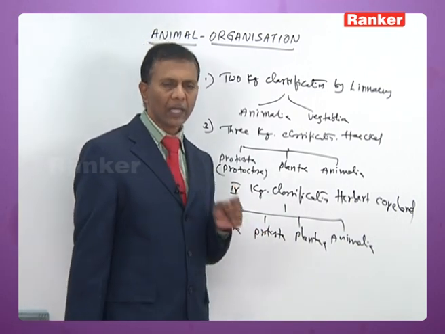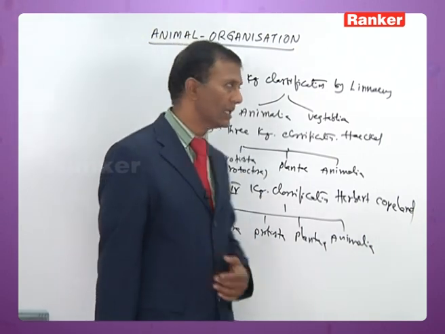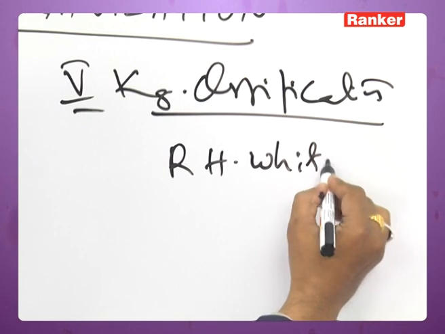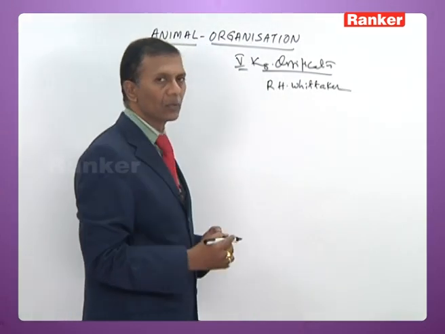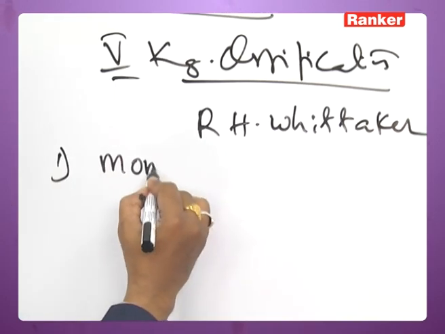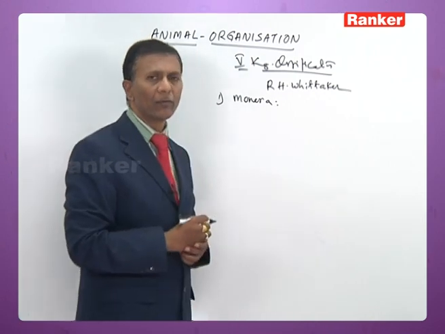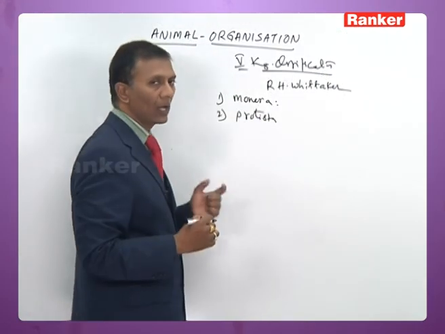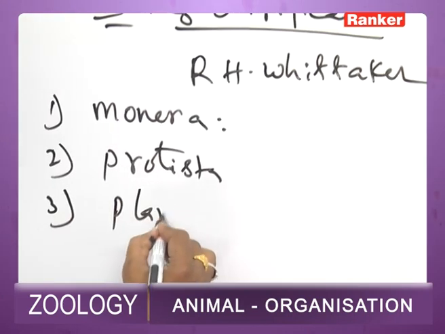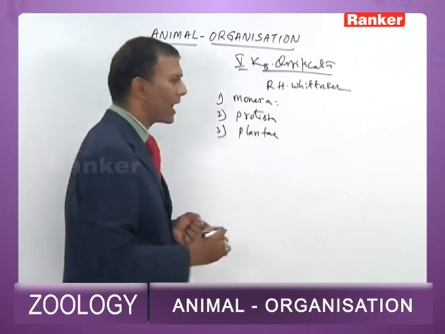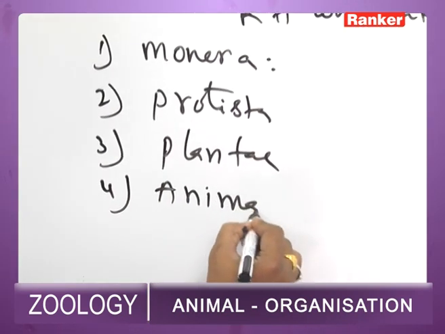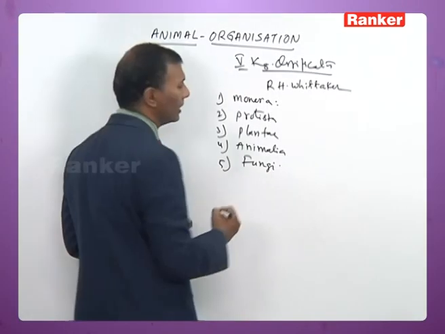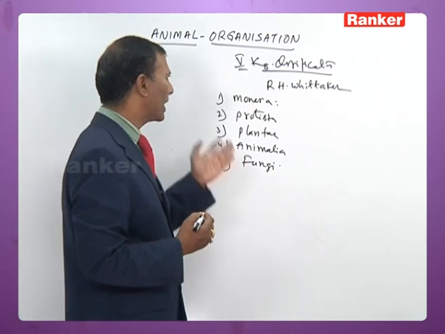So, in order to create a separate kingdom for the fungi, five kingdom classification came into existence. Five kingdom classification was put forth by R.H. Whittaker. He divided all organisms into five kingdoms. The first one is Monera, the kingdom of unicellular prokaryotes. The next is Protista, the kingdom of unicellular eukaryotes. The next one is Plantae, a kingdom of multicellular autotrophic organisms. The next, Animalia, a kingdom of multicellular heterotrophs. Then next is Fungi, a kingdom of multicellular saprophytes.